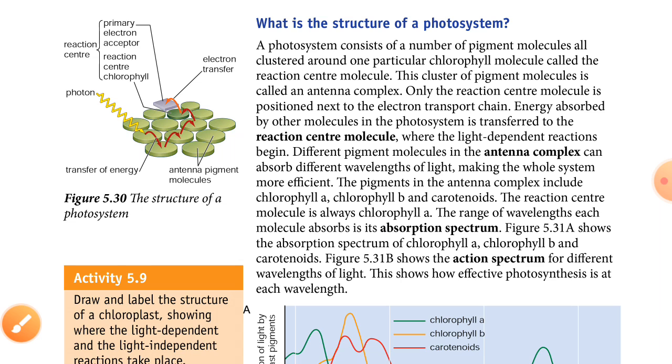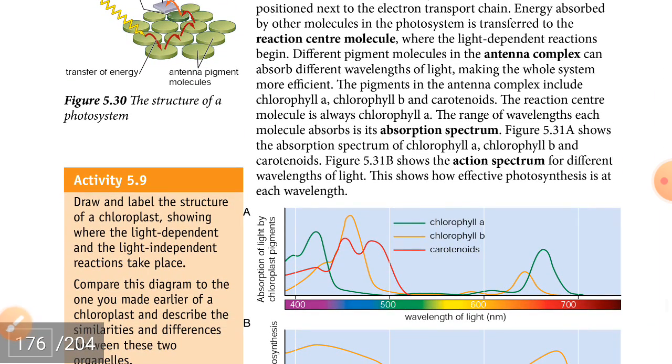Figure 5.31a shows the absorption spectrum of chlorophyll A, chlorophyll B and carotenoid.